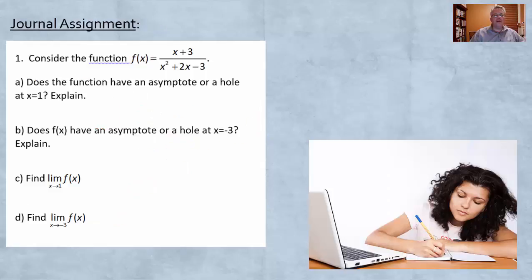Okay, I have an exercise for you. So here, consider this function. It's a rational function. I want you to factor it and determine, is x equals 1 a location of an asymptote or a hole? The same thing for x equals -3. Okay, determine if that's an asymptote or a hole. Then find the limit as x approaches 1 and the limit as x approaches -3. Okay, good luck.